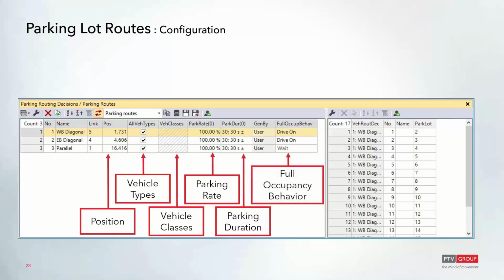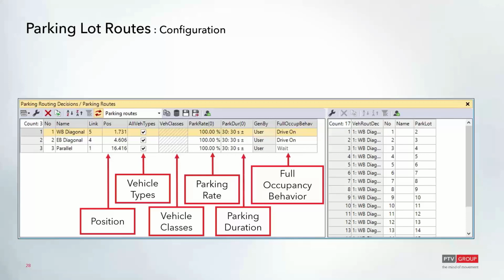And then finally, we also have the full occupancy behavior here. And when you open up the routing decision list by default, you'll probably notice that this attribute is not shown by default. So you'll just want to go to the little wrench icon over here, and then you can add this full occupancy behavior. And what this is going to do is basically define what's going to happen to the vehicles when all of the parking spaces are full.